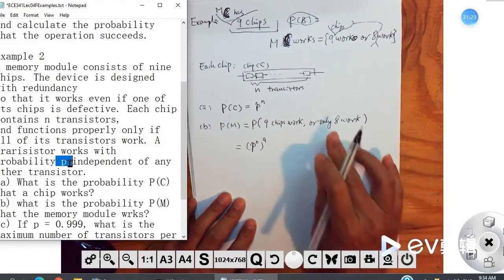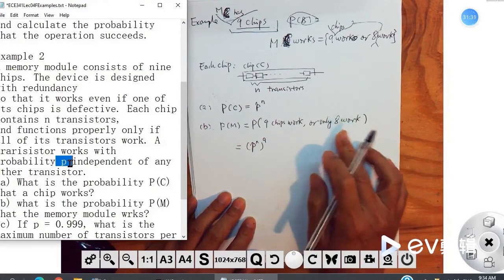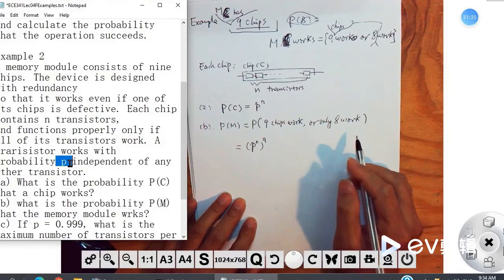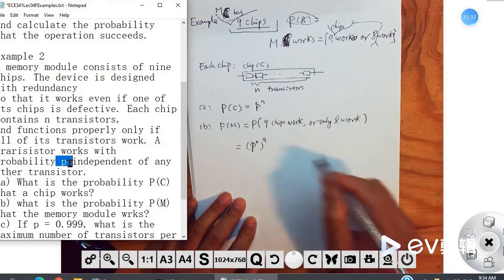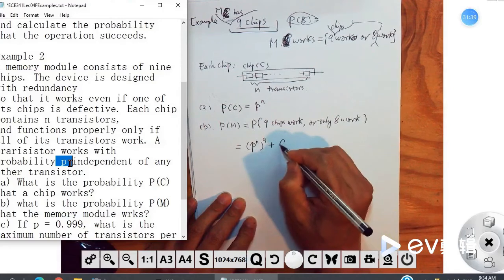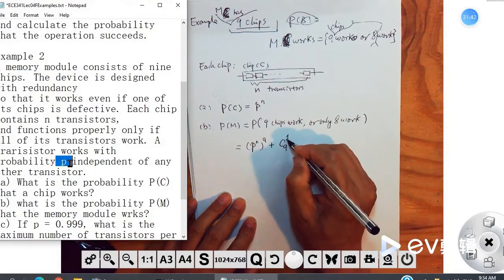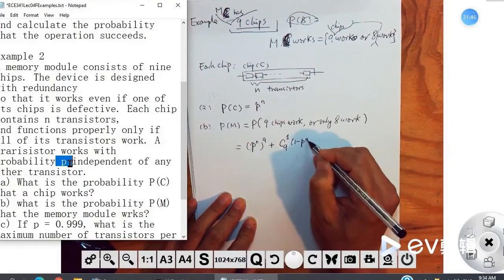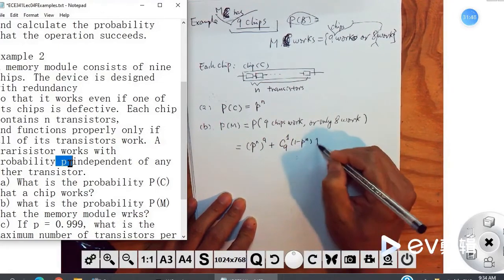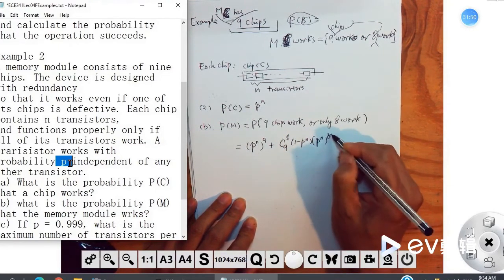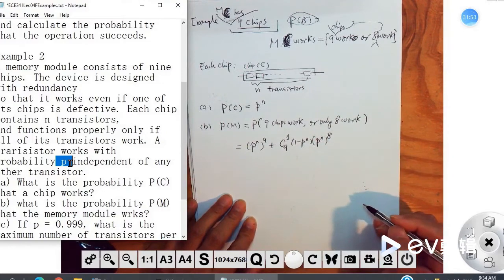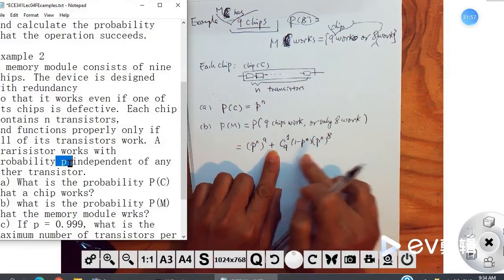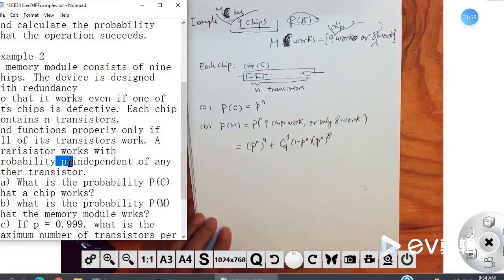And only 8 work. So you have 9, and one of them gets wrong. So you need 9 choose 1 for the one getting wrong, which is 1 minus P^n, and all the others work. This is the probability. We just studied this formula last time.